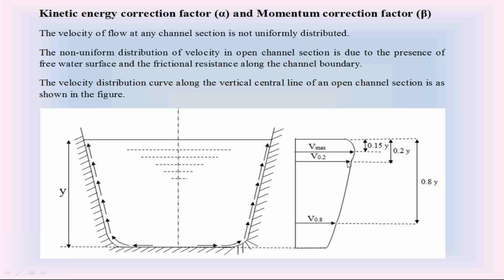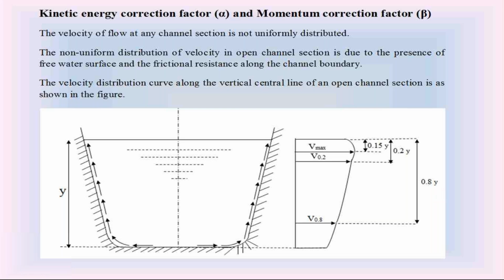One velocity is at a depth of 0.2 times the total depth y from the top. The other location is the velocity at a depth of 0.8 times the total depth y from the top. So we measure the velocity of flowing water in the open channel at two different depths from the top. One is at a depth of 0.2 y, the other is at a depth of 0.8 y. y is the total depth of flow from the top.